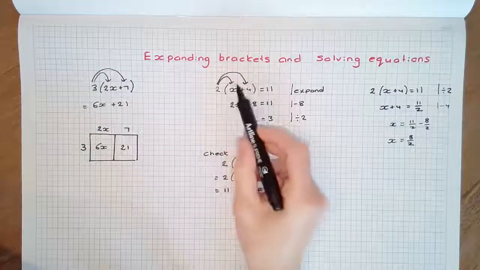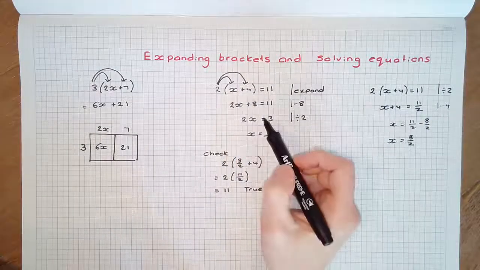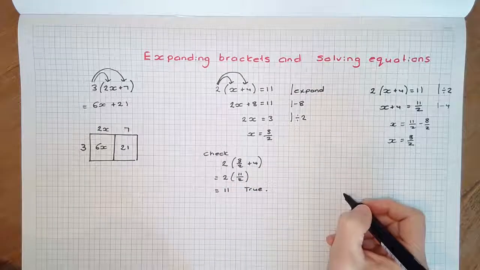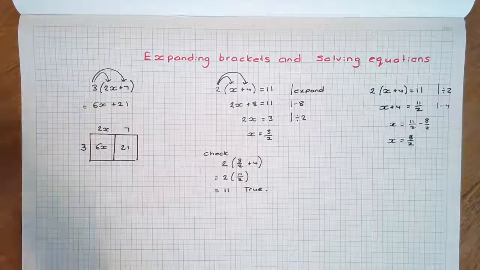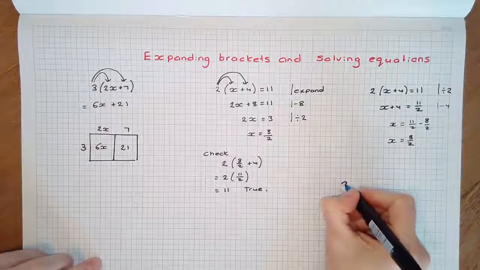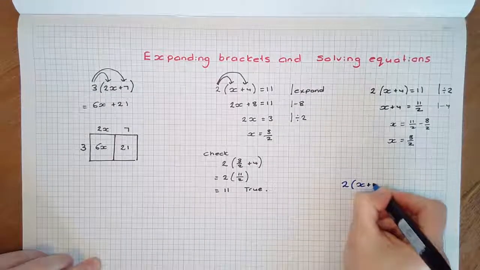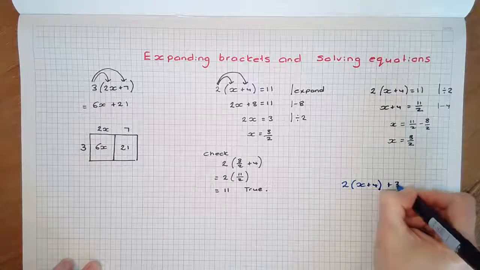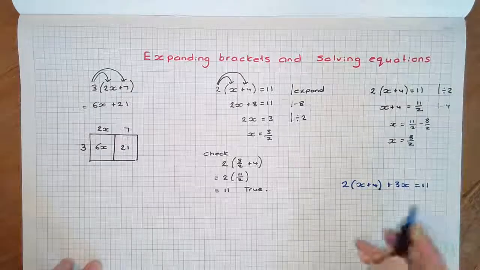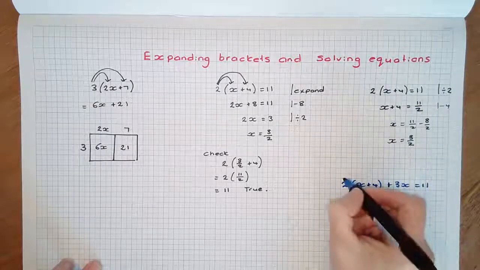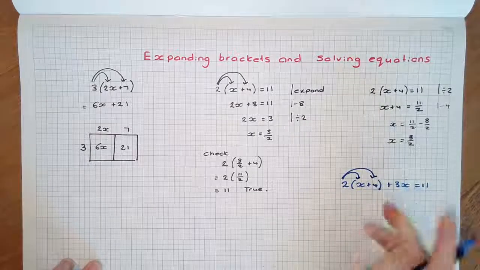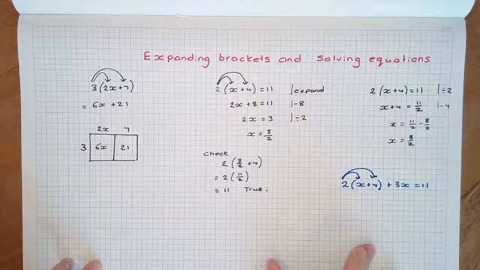Generally speaking, we would expand brackets first, but it is your choice, unless the equation contains another term. For instance, if this equation was written as 2 bracket x plus 4 and it contained another term, let's say it contained plus 3x equals 11, we will be left with no choice other than to expand the bracket first and then combine like terms, which we'll see in a future video.